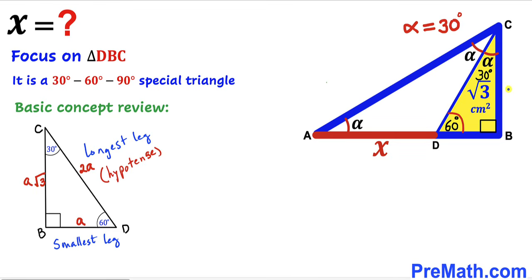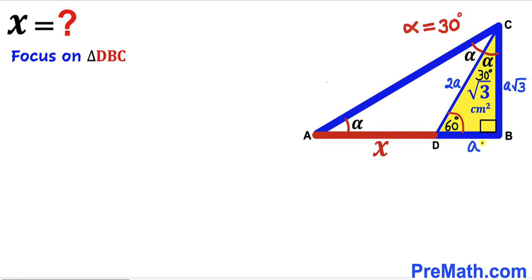And now let's revert our attention back to this yellow shaded triangle DBC. We can see this segment DB is the smallest leg, so this has got to be lowercase a, and this hypotenuse CD is our longest leg, so this is going to be 2 times a, and this third leg has got to be a times the square root of 3. And now our task is to find the value of lowercase a before we could calculate the value of x.